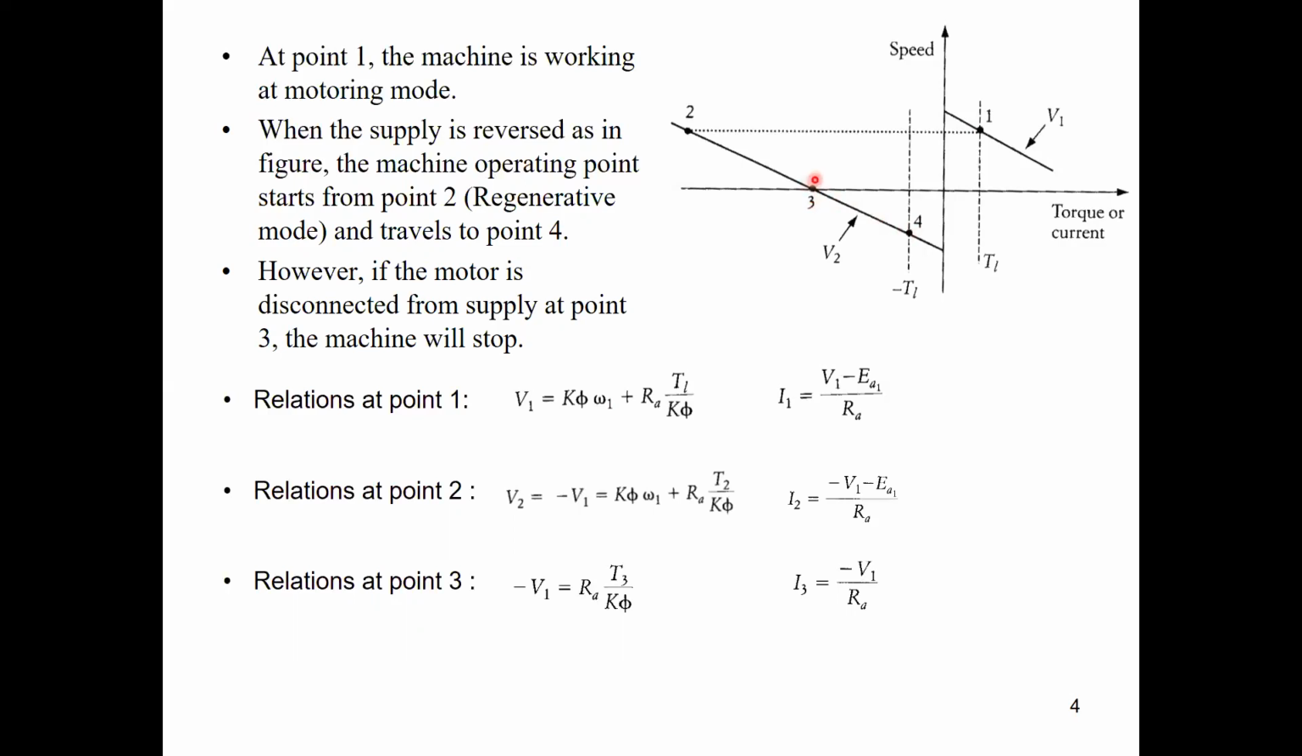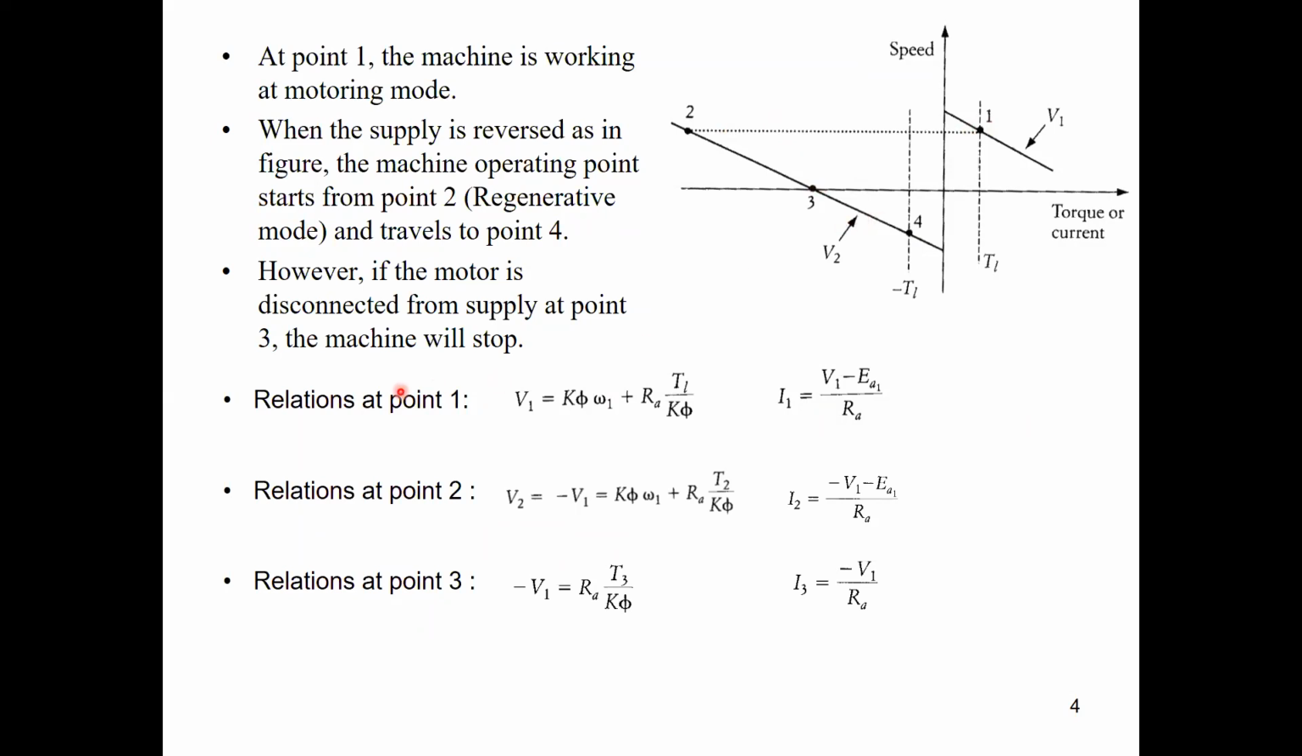So the idea now, we need to make a speed sensor, and based on this sensor, we are going to disconnect the motor at that point. So we can make very fast stopping using counter current braking in this way. A summary for our relations at point 1, point 2, 3, and 4.